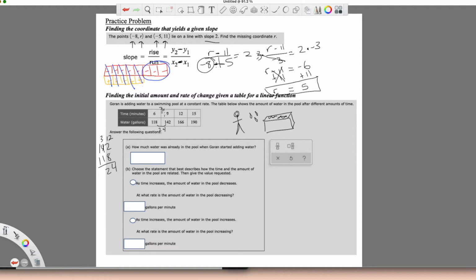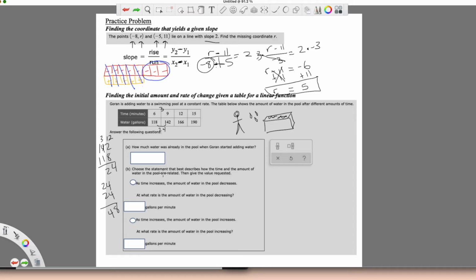So in 6 minutes, 118 is not going to be fully added, right? Every 3 minutes, there's 24 gallons going in. So for 6 minutes, that would mean 24 2 times, because every 3 minutes, there's 24. So there's 3 minutes, there's another 3 minutes. So there's 8 and 40. So in the 6 minutes that he started adding water, he only added 48 gallons, not 118 gallons.